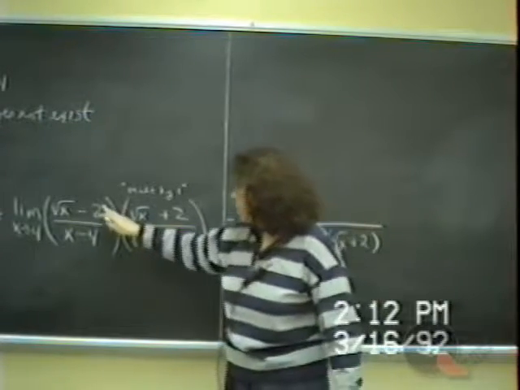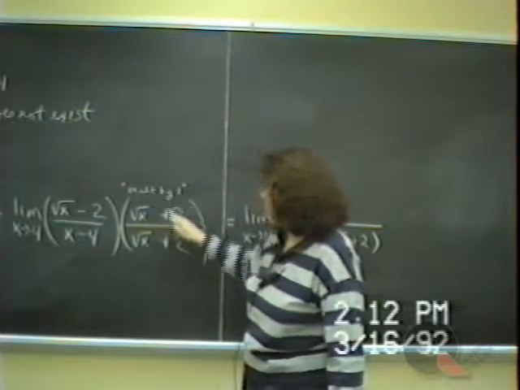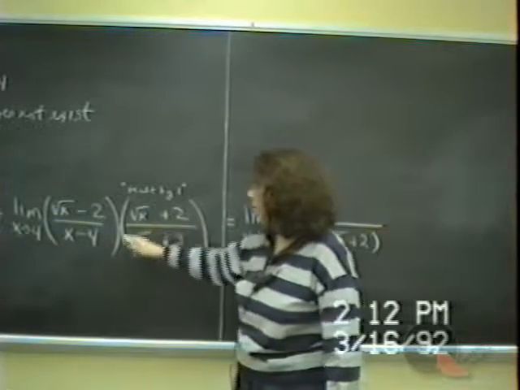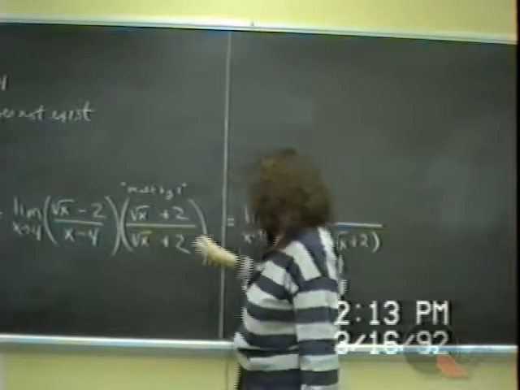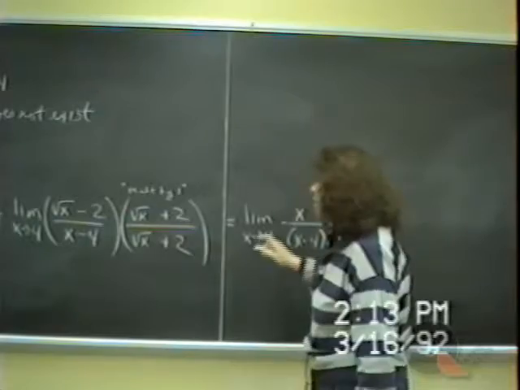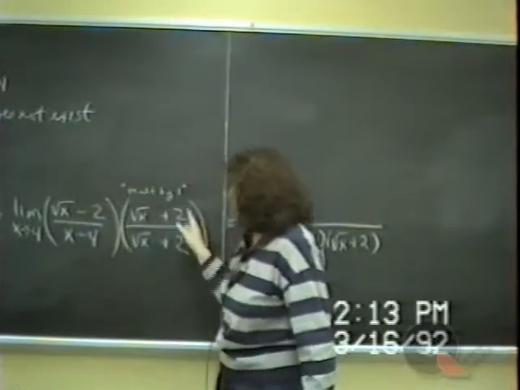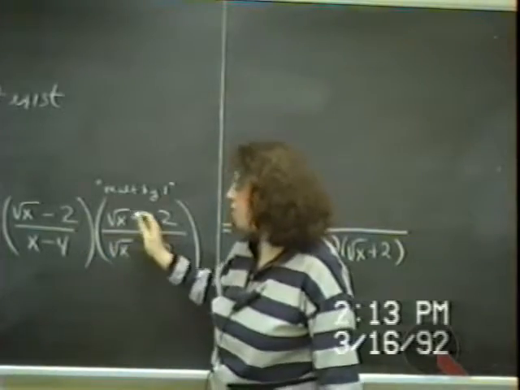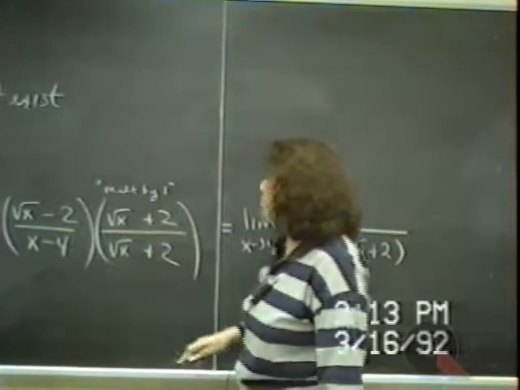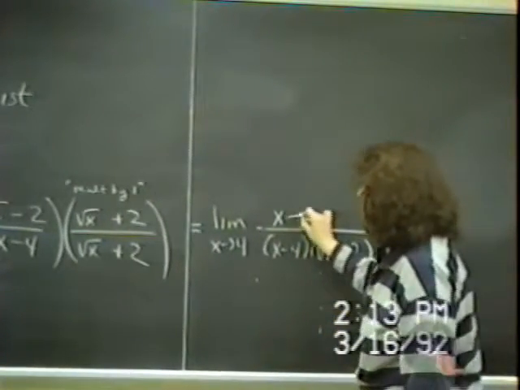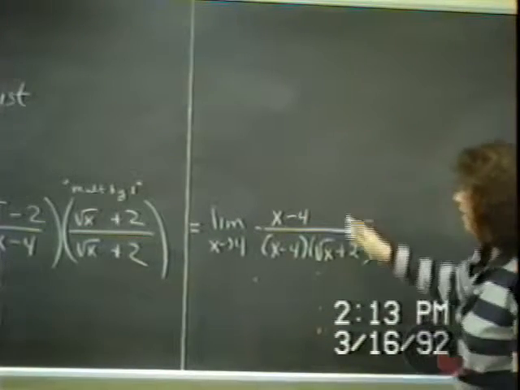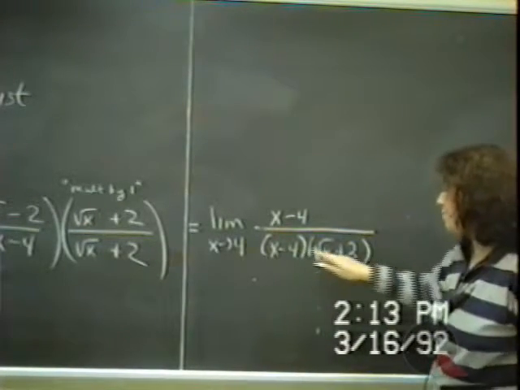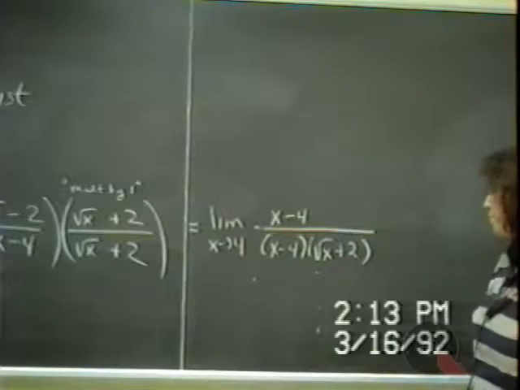Or if you use the FOIL method for multiplying binomials, we have first, square root of x times square root of x, that's x. The outer is 2 times the square root of x. The inner is minus 2 times the square root of x. They drop out. And for last, we have minus 2 times 2, or minus 4. Okay, so we have x minus 4 divided by x minus 4 times the square root of x plus 2.